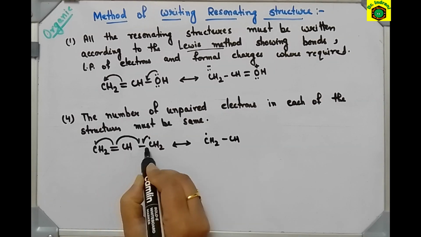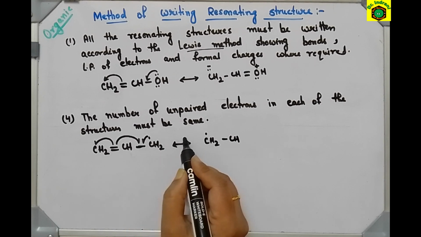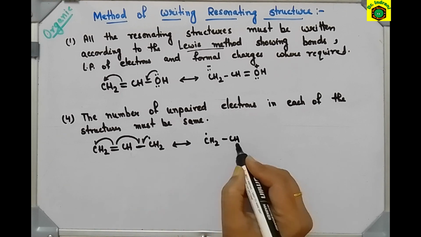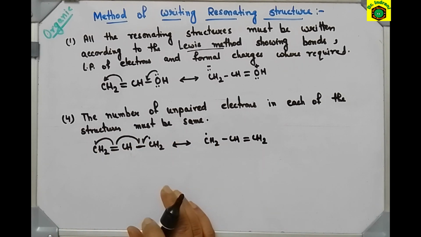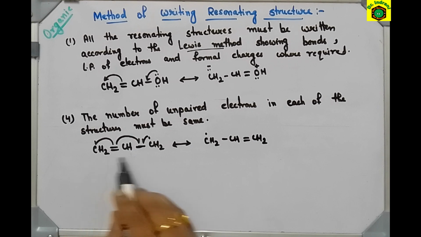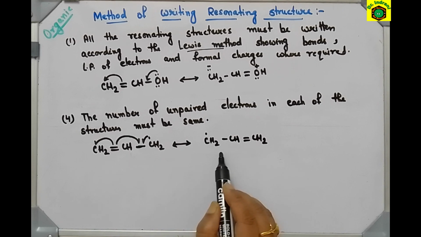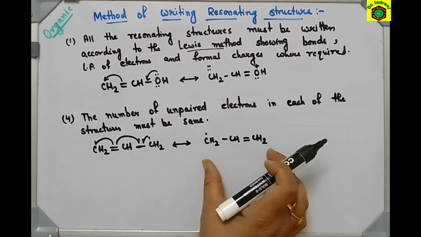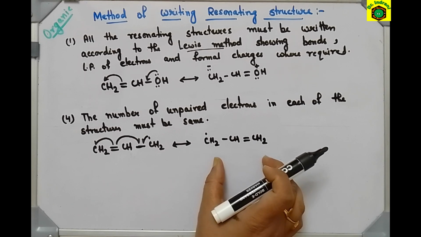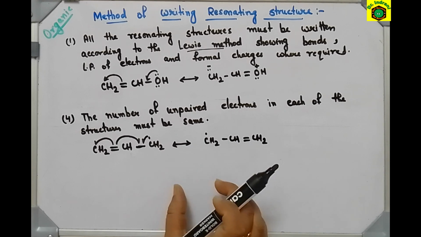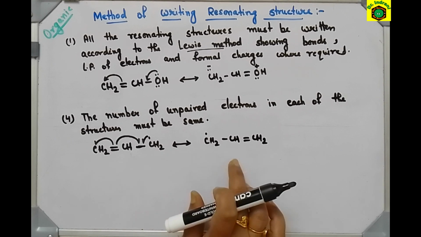1 2 3 4, 1 2 3 4, 1 2 3, and something is removed, that's why it is a radical. So here this one is the next resonating structure. Now see, in this resonating structure one unpaired electron is there, one odd electron is there. Here also is another resonating structure, and here also one odd electron, or unpaired electron, is there. So the number of unpaired electrons in each of the resonating structures must be the same. Here one, like this way.